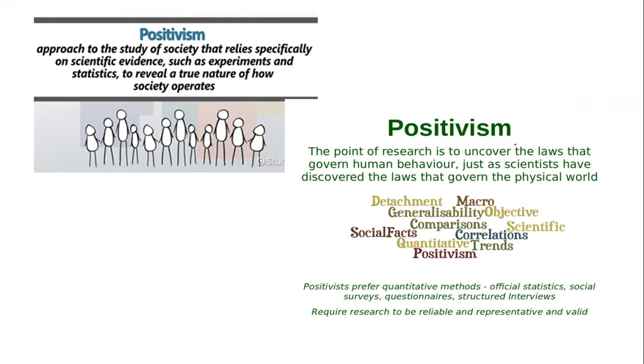Now let's come to positivism and post-positivism. Positivism is one which relies completely on scientific evidence, such as experiments and statistics, revealing the true nature of society. It is basically to uncover the laws that govern human behavior, but through a scientific method. So it refers to quantitative methods: statistics, surveys, questionnaires. We just did what is included in quantitative methods. It requires research to be reliable, representative, as well as valid.